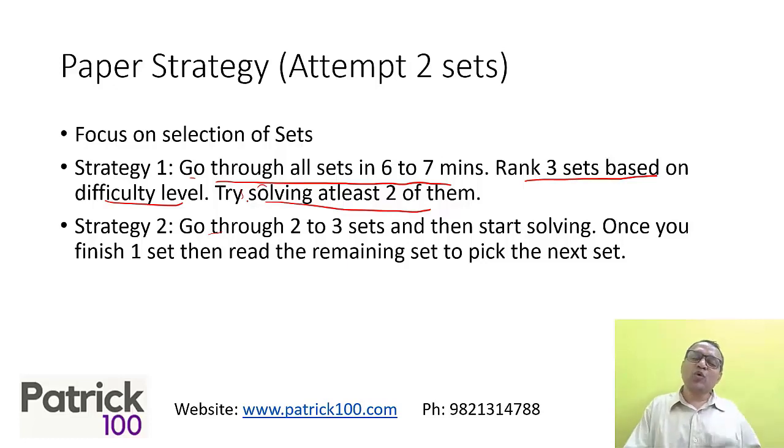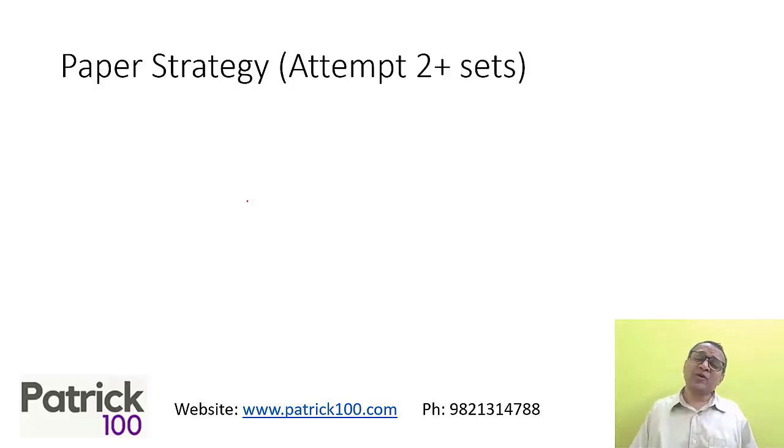So instead of that, if you go to 2 or 3 sets, it will take you around 4 to 5 minutes, and then pick up 1 set and try to get the answer. Then go to the remaining sets and try to get the answer for the second set. So this is the strategy if you're attempting 2 sets. If you're planning to attempt more than 2 sets, then don't focus on selection.